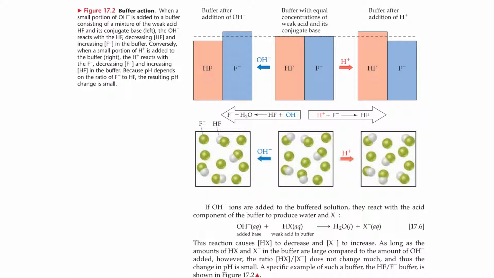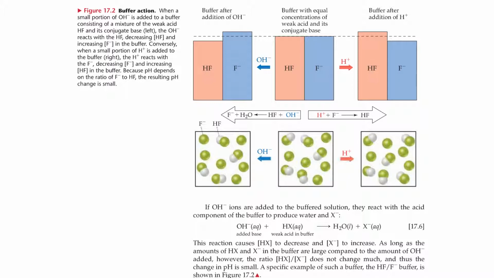If hydroxide ions are added to the buffered solution, they react with the acid component of the buffer to produce water and the base component. This reaction causes the acid concentration to decrease and the conjugate base concentration to increase. As long as the amounts of the weak acid and the conjugate base in the buffer are large compared to the amount of hydroxide added, however, the ratio of the acid to the conjugate base doesn't change very much, and thus the change in pH is small. A specific example of such a buffer is the hydrofluoric acid-fluoride buffer, as shown in Figure 17.2.